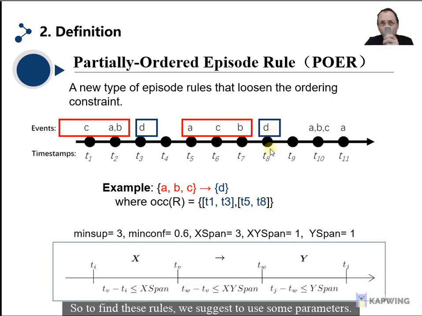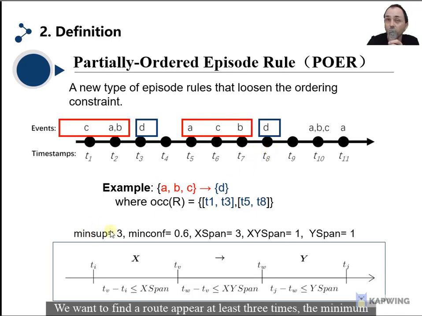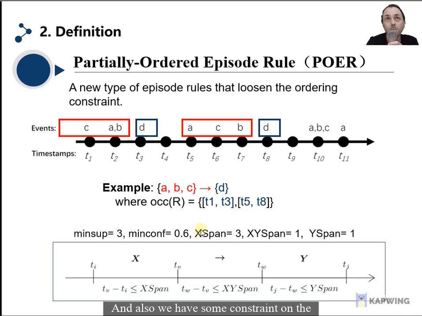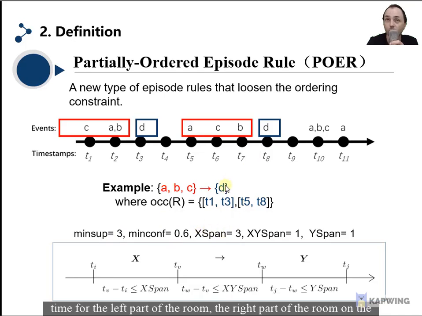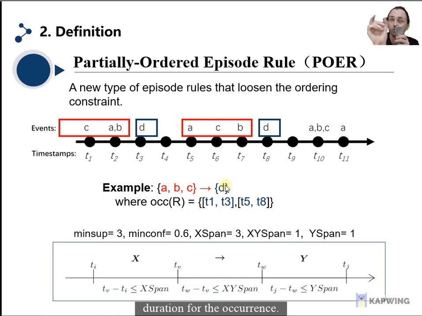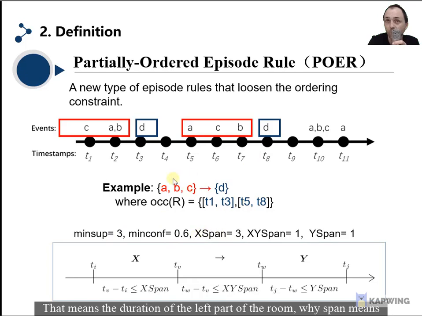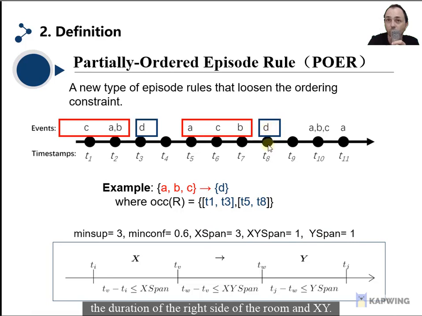To find these rules, we suggest using some parameters. The minimum support: we want to find rules that appear at least 3 times. The minimum confidence. And also we have constraints on the time for the left part of the rule, the right part of the rule, and the duration of the occurrence. So we have X span, which means the duration of the left part of the rule. Y span means the duration of the right side of the rule. And XY span means the time between the left side and the right side of the rule.